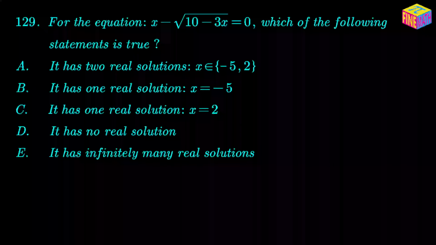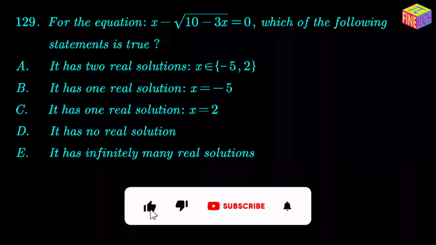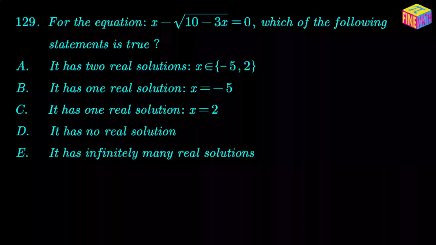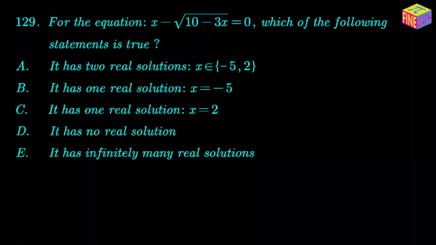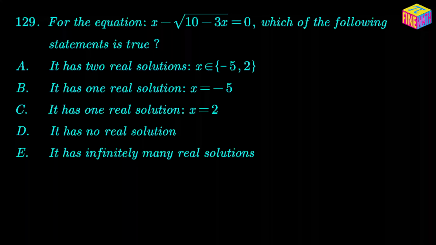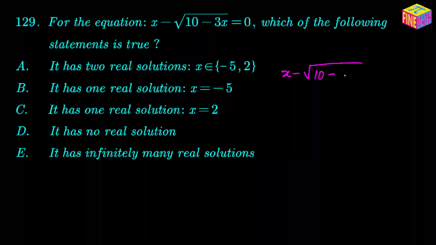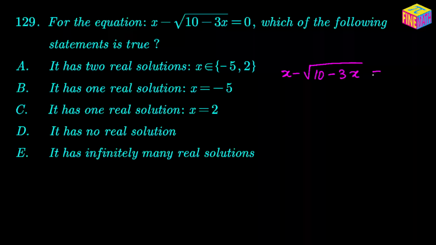So let's get started. Here the question says, for the equation x minus square root of 10 minus 3 times x equals 0, which of the following statements is true? So we have to pick the true statement out of the 5 given options, right? So essentially this is like solving an equation. So let's first write down the equation, which is x minus square root of 10 minus 3 times x, and all of that is equal to 0.